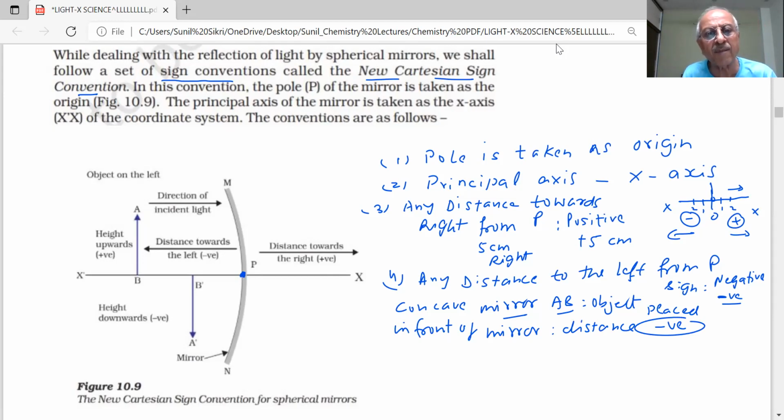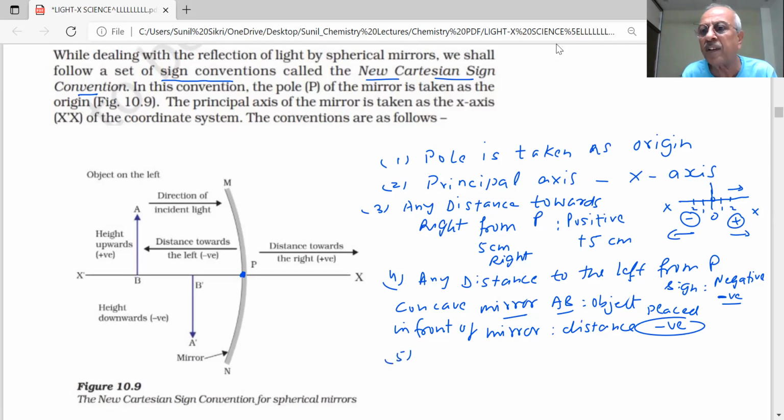So distances measured to the right of the pole are positive, and distances measured to the left of the pole are negative. Note it down. The object is always placed in front of the mirror, so the distance I measure from the pole will always be negative. Did you note it down? Further, students, you see this is the image, this is the object.